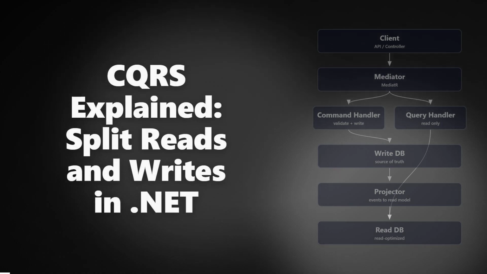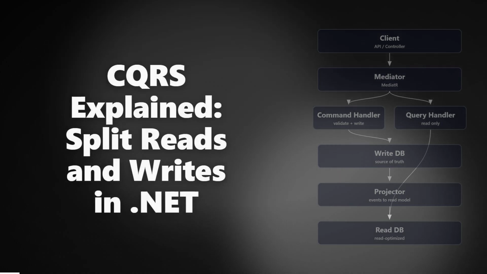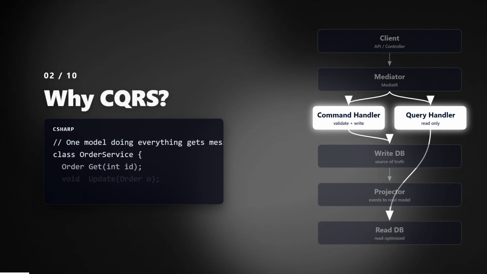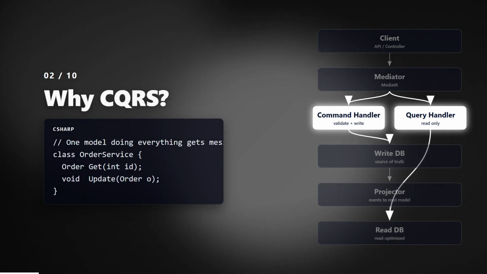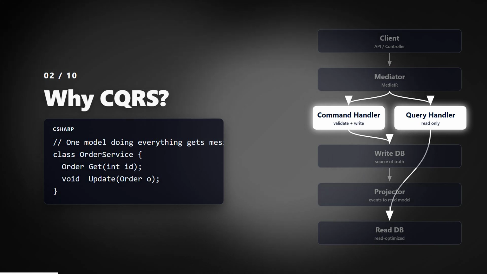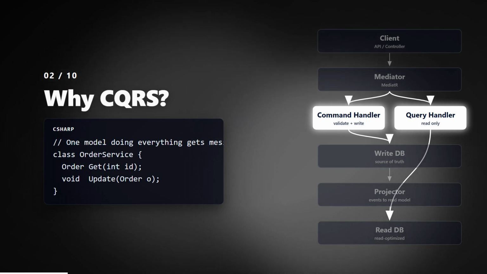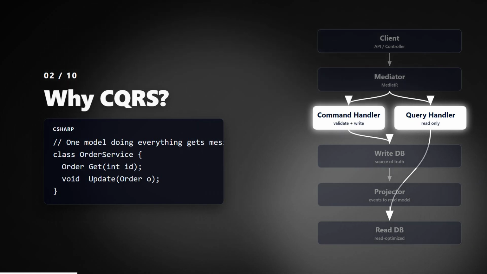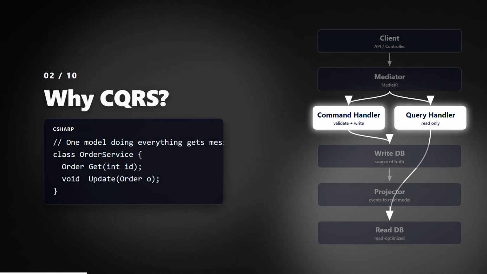CQRS explained, split reads and writes in .NET. As an application grows, reads and writes pull in different directions. Reads want speed and flexible shapes, while writes need validation and strict rules. CQRS splits them into two separate models.